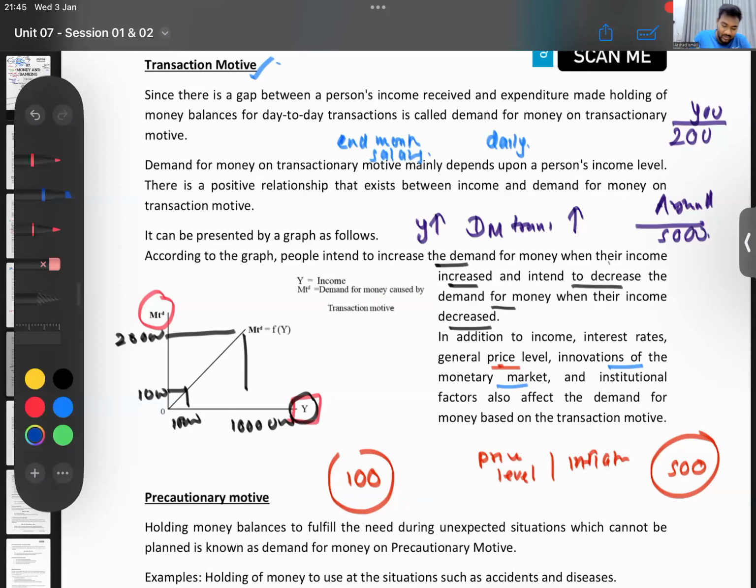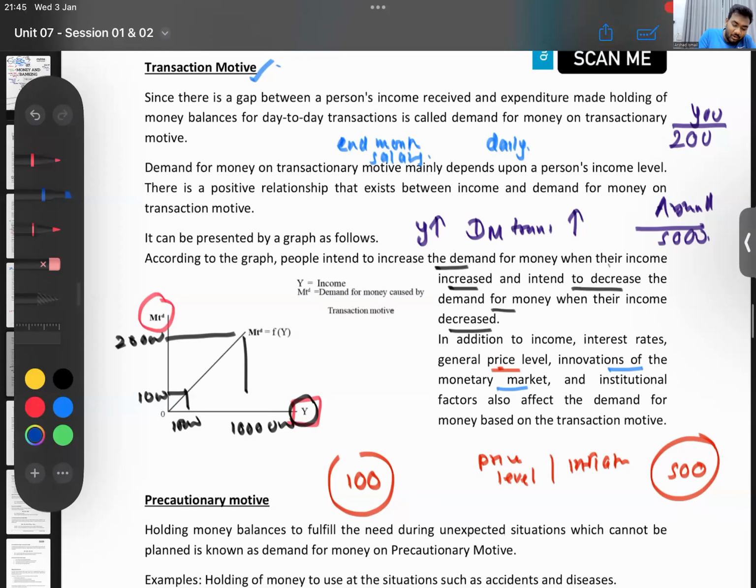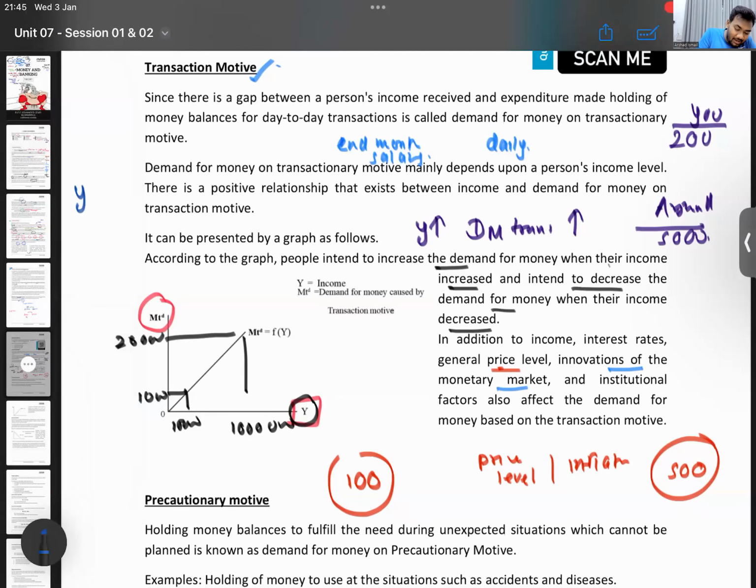So remember, a few things to remember now. You can make a side note. When income increases, demand for money on the transaction motive increases. When price level increases, demand for money increases. People keep more money with them. Earlier, I took only 100 rupees for university. Now I have to take, let's say, 500.